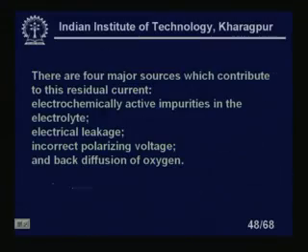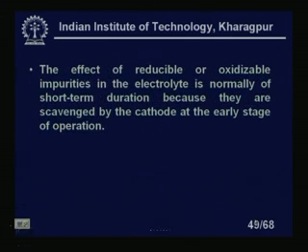There are 4 major sources which contribute to the residual current: electrochemically active impurities in the electrolyte, electrical leakage, incorrect polarization voltage, and back diffusion of oxygen. The effect of reducible or oxidizable impurities in the electrolyte is normally of short term duration, because they are scavenged by the cathode at the early stage of operation.